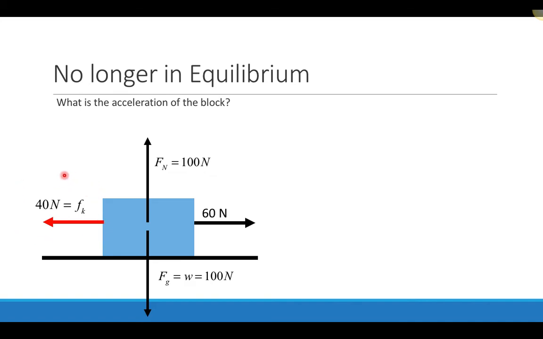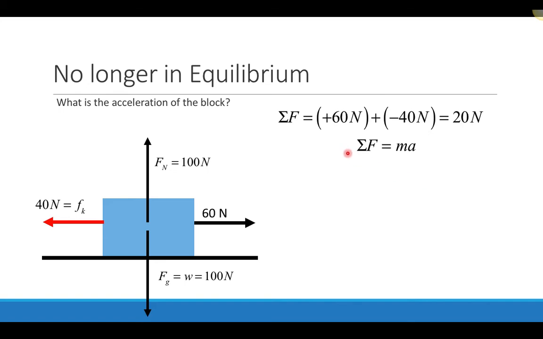So that 40 newtons that we found for friction is still the same frictional force, except now I have this applied force. What's going to happen is if there's more force being applied to the right, this object is going to accelerate, because there's a greater force applied to the right versus applied to the left. We can look at the net force on the system, and we have 60 newtons to the right. We have 40 newtons to the left, which is negative, so there's a net force of 20 newtons on this object.